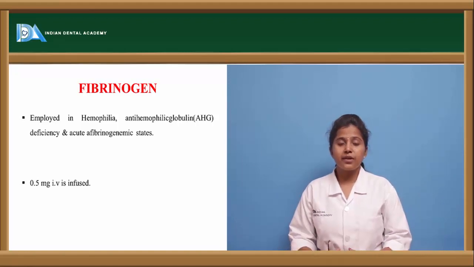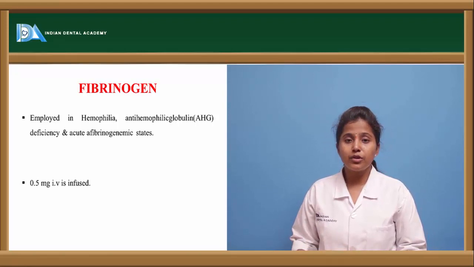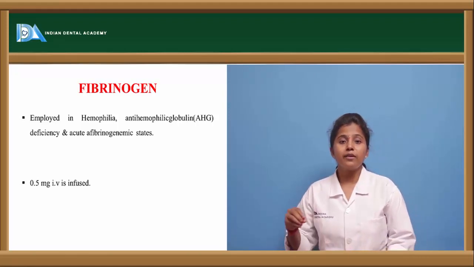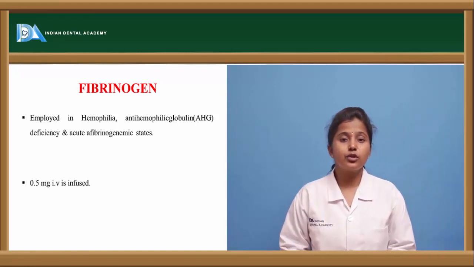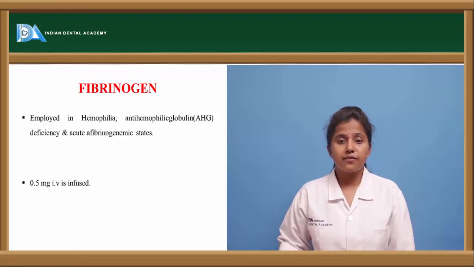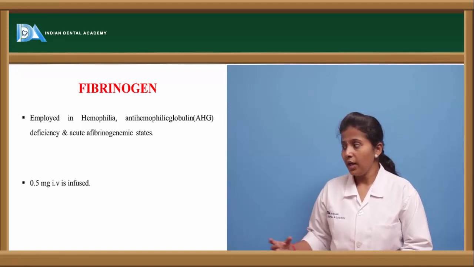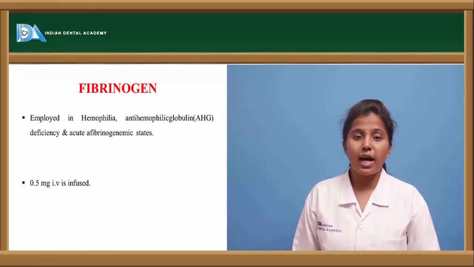Hemophilia is a condition where there is excessive bleeding. In this condition, fibrinogen is given, which acts by the mechanism of forming fibrin. It mainly acts in the final step, the conversion of fibrinogen to fibrin and fibrin to stable fibrin. Fibrinogen acts at this particular step, which aids in the coagulation of the blood, and it is recommended in the dose of 0.5 mg by IV route.